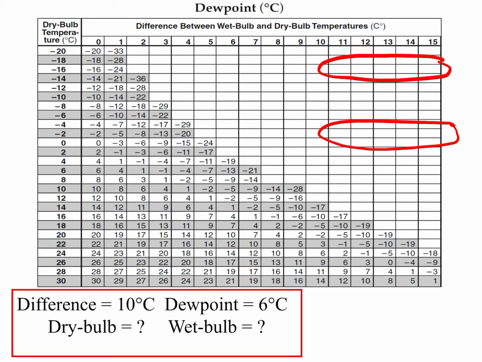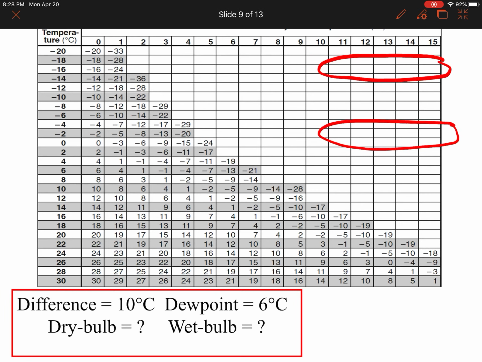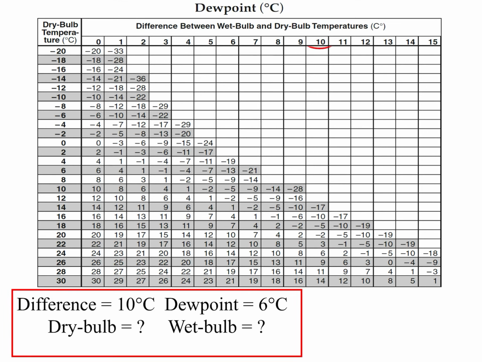Here's number 3. So now we're working backwards here. I'm starting off by telling you the difference is 10 and the dew point is 6. All right, so watch. Difference is 10, go down, and the dew point is 6. So now using this information, we can find the dry bulb, which is 24, right? That's easy.